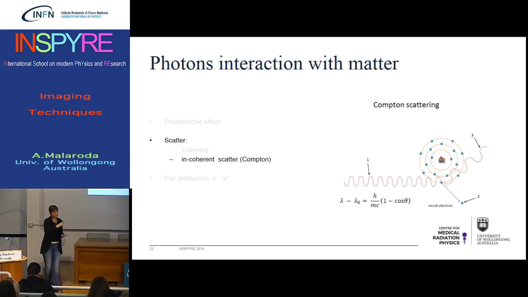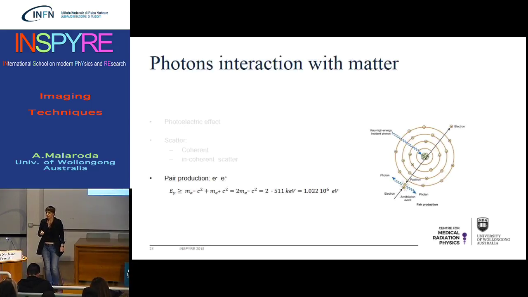Okay? That you need conservation of momentum and conservation of mass energy. And this is the wavelength of the exiting photons, this is the wavelength of the incident photon, and this is the mass of the electron. And this theta is the angle at which the electron is going to be scattered.